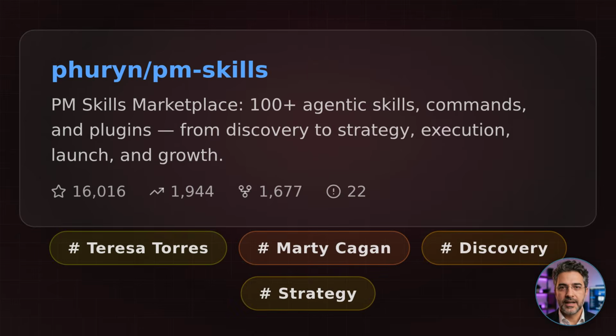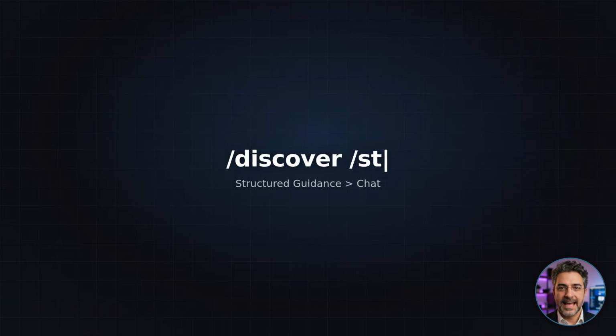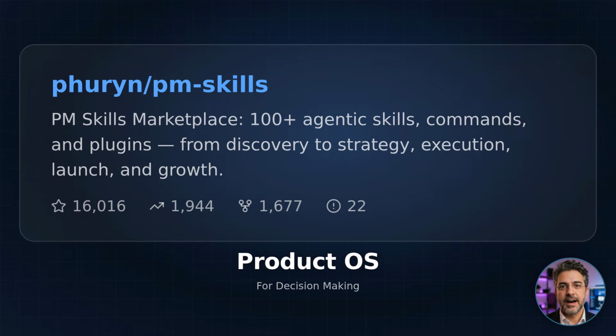Each skill encodes actual frameworks like Teresa Torres or Marty Kagan. You can run /discover or /strategy to get structured AI guidance instead of generic chat. It is designed essentially as an AI operating system for product decisions. It helps ensure that AI-built code actually aligns with a coherent product strategy.